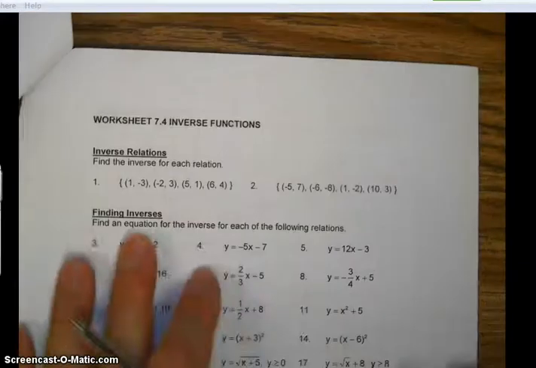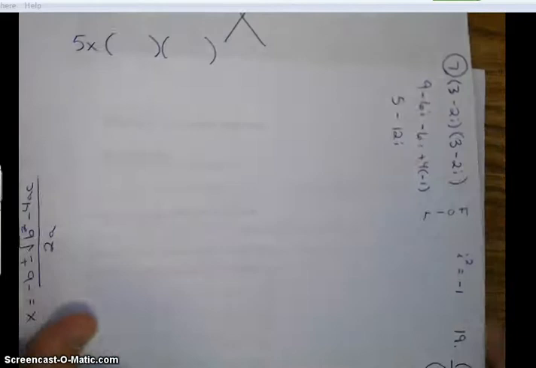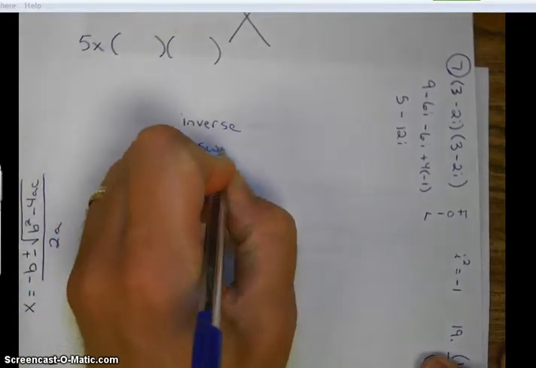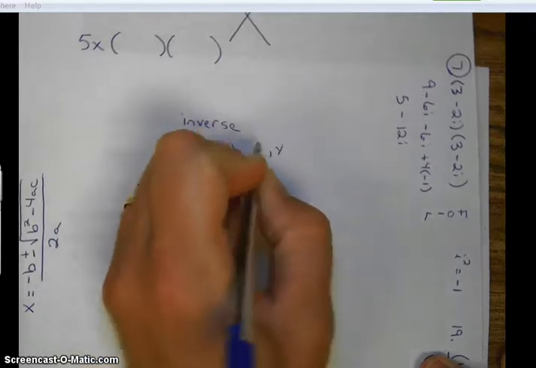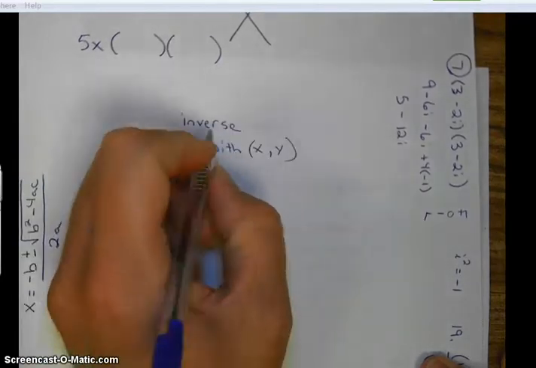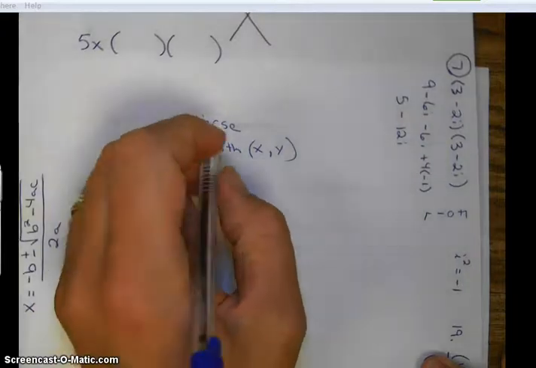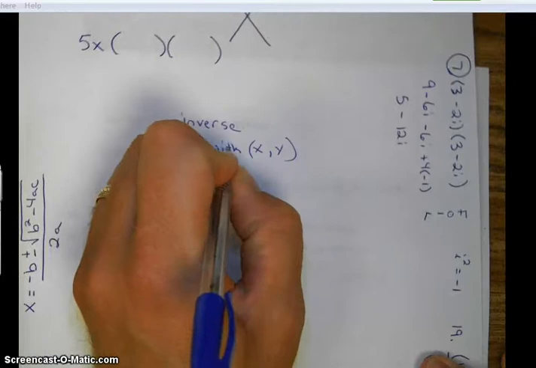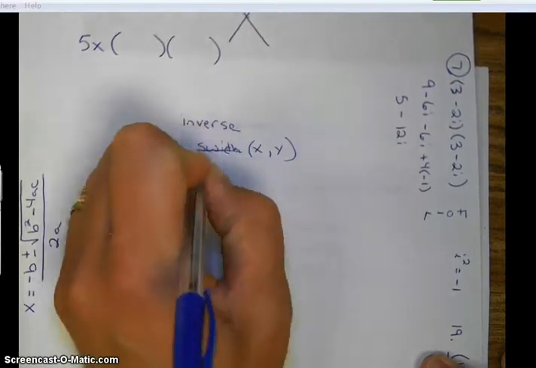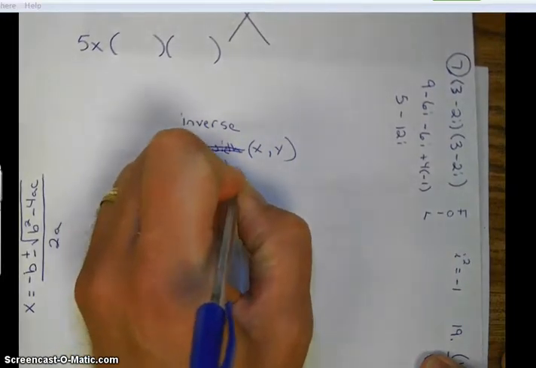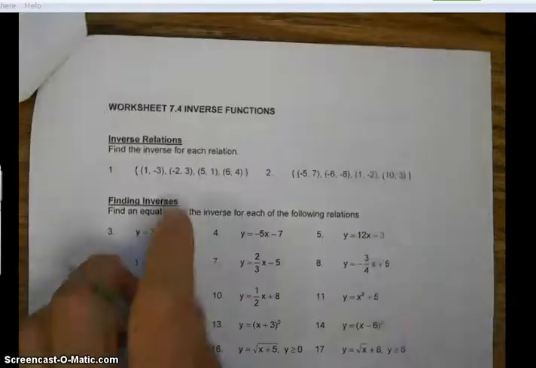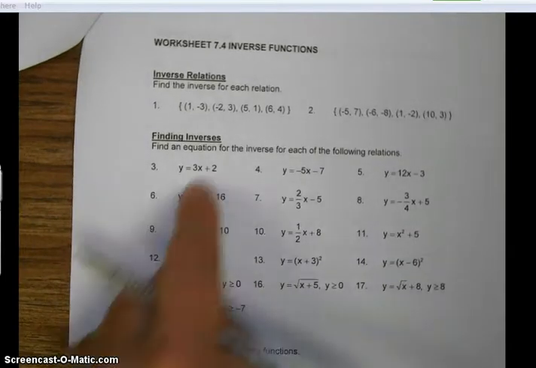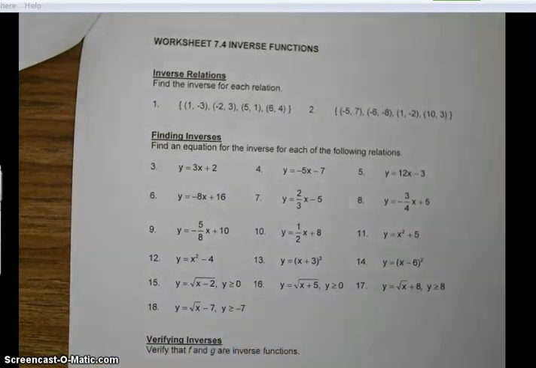All right, inverse. Remember, the key to remember is, for inverse, we switch the x and the y. Switch them around. Whoops, I spelled switch wrong. Switch. Switch the x and the y. So that's all you have to do on 1 and 2. So for the equations, remember we switch the x and the y, and then we solve for y.